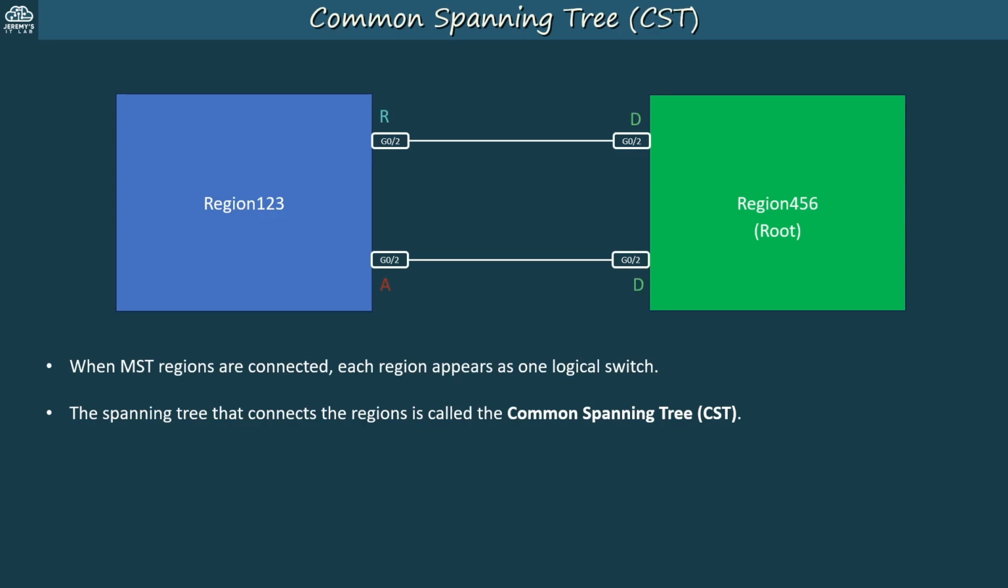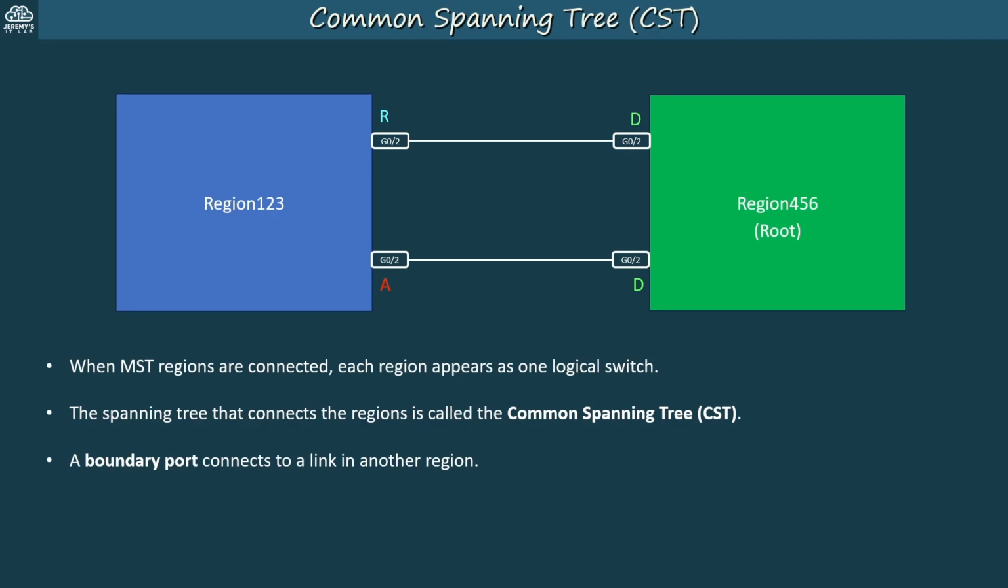And therefore, these are the port roles of these ports that connect the two regions. Region456, being the root, has two designated ports. Region123 has one root port, providing its path to the root bridge, and one alternate port, blocking the remaining link to avoid loops. Another term to remember is boundary port, which refers to a port that connects to a link in another region.